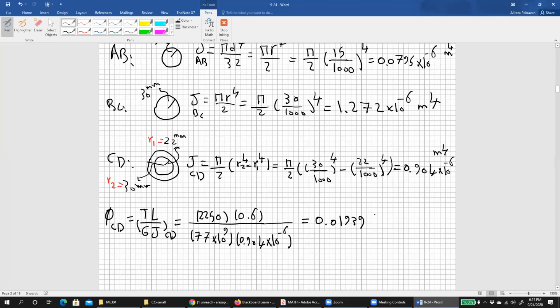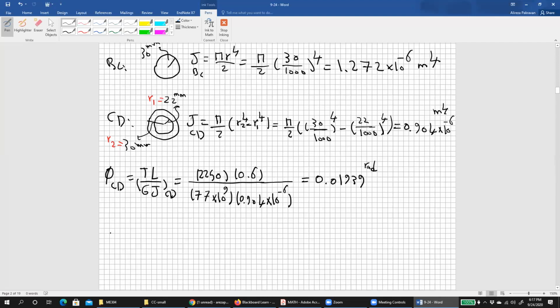I'm not very strict to show this, but this is radian, right? But if you don't show the radian, that's fine. Professor, why is J meters to the 4 again? Unit-wise, J is pi r to the 4, right? Then the unit of r is meter, right? Then this unit is to the power of 4, right?